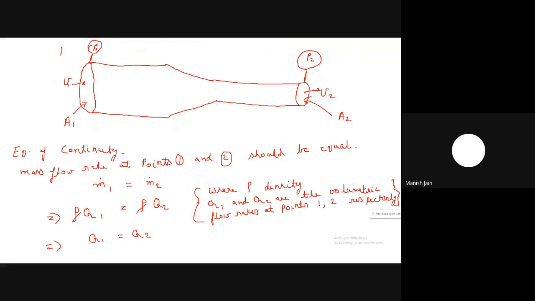Now you can write Q1 equal to Q2 as A1 V1 equal to Q1, that is, Q1 equal to the volumetric flow rate, the cross-sectional area multiplied by velocity. So A1 V1 equal to A2 V2. This is the equation of continuity for the incompressible fluid if you have a single pipeline. Okay, so A1 V1 equal to A2 V2.